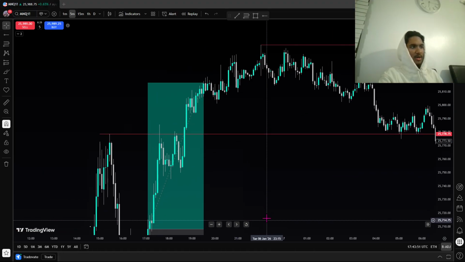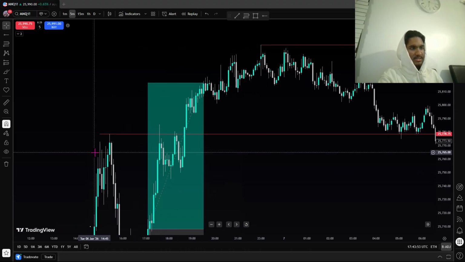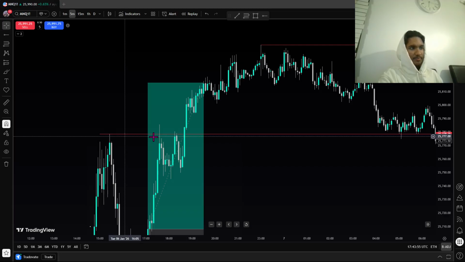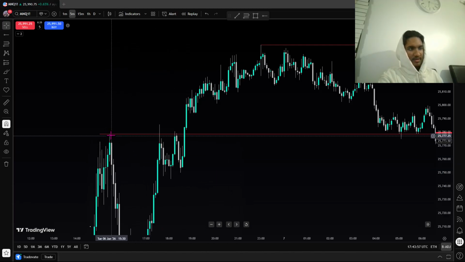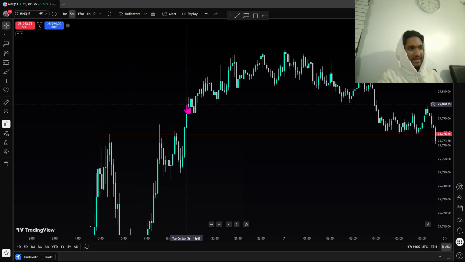A few more examples, but I want you guys to also practice this and see it for yourself. So look, let me just delete this. Over here, here's our hourly high, okay? And then over here it breaks on the 15 minute. So on the 15 minute, if I check, it would show a body close above, so that's good to go. But we need to wait for a retest.